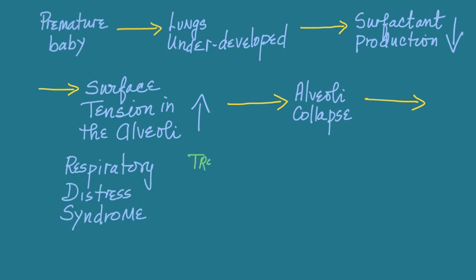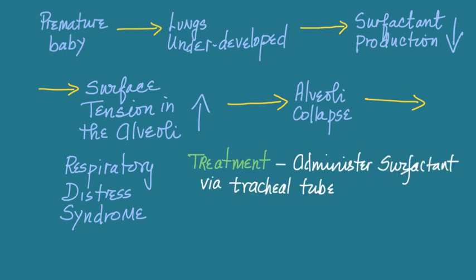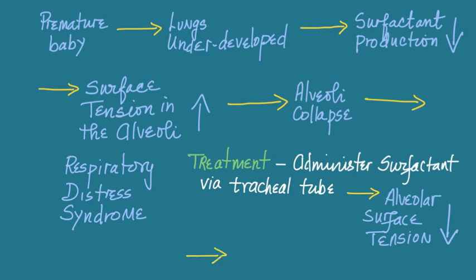The treatment for this is to administer surfactant through the trachea using a tracheal tube, and the surface tension of the alveolus decreases, causing the alveoli to expand and go back to normal.